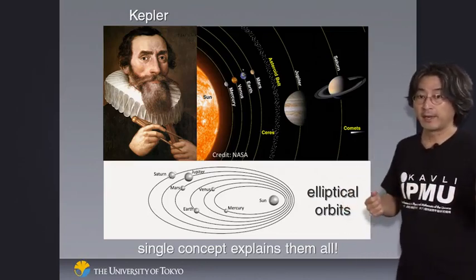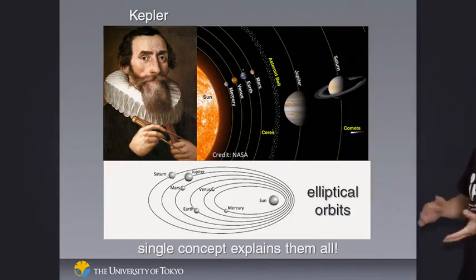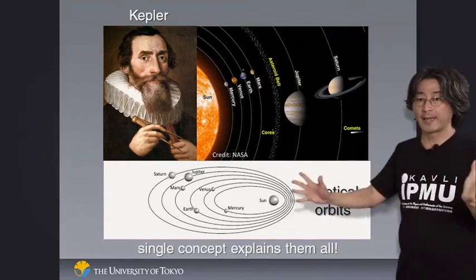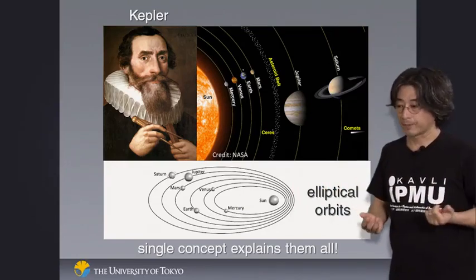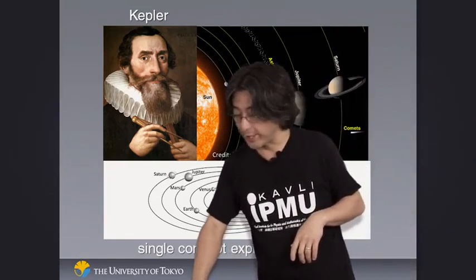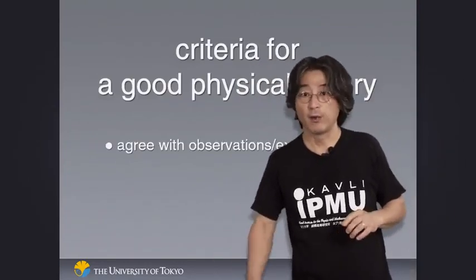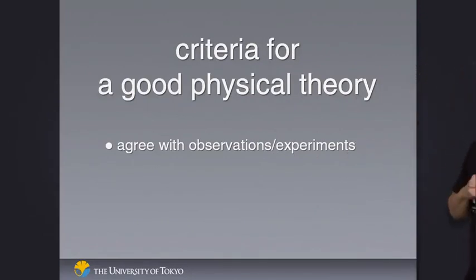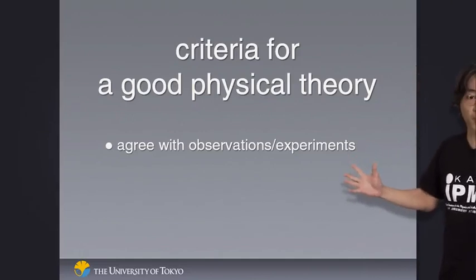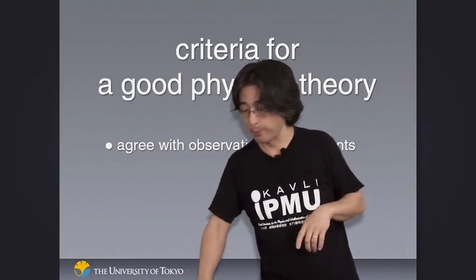So at the end of the day, this simple concept of elliptical orbits explained the motion of every single planet, and that was a very good theory. Namely, whenever we look for explanations behind phenomena, we apply these criteria for what we think is a good physical theory. First of all, if it doesn't agree with observations and experiments, the theory is dead. You just throw that away because it doesn't work. So a theory has to agree with observations and experiments.